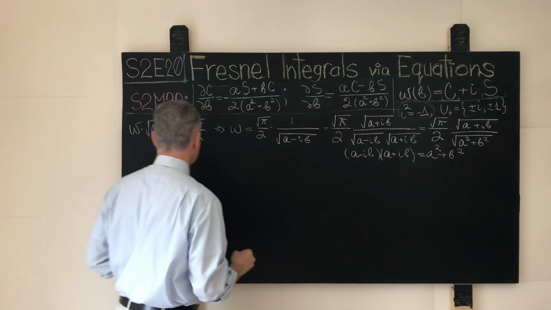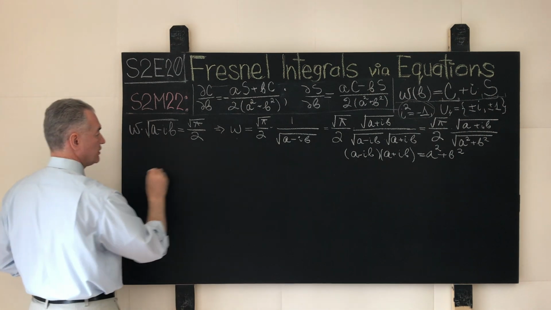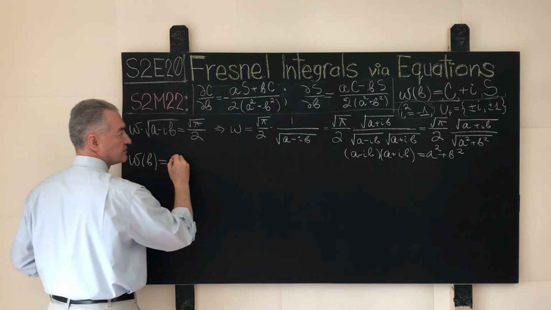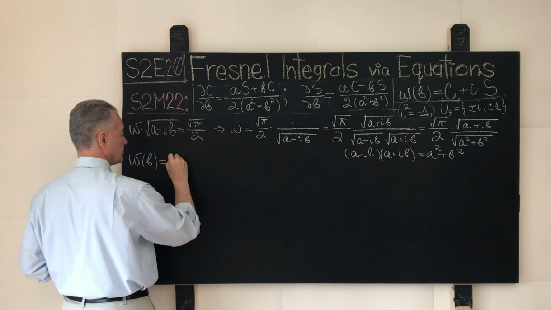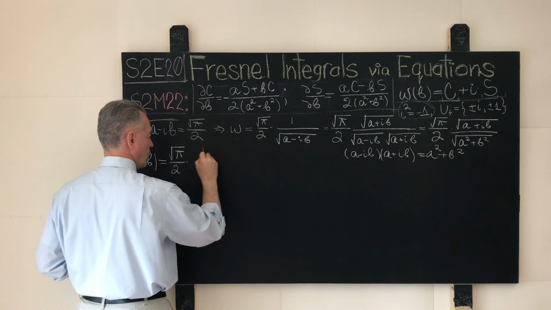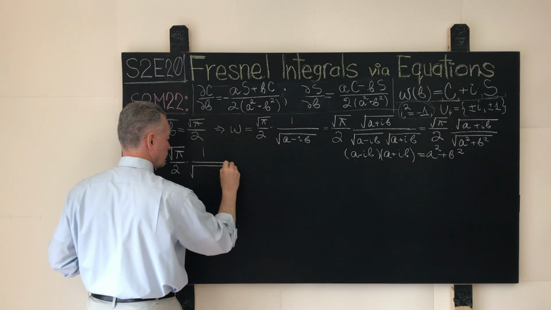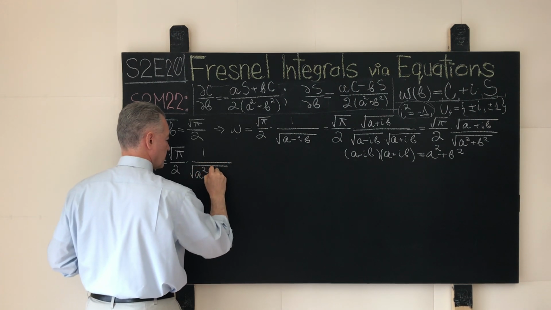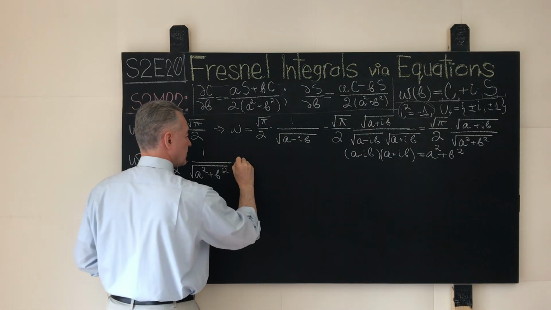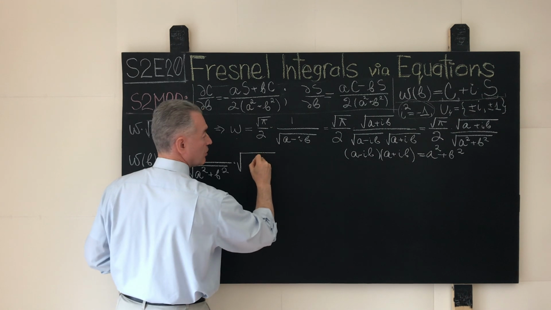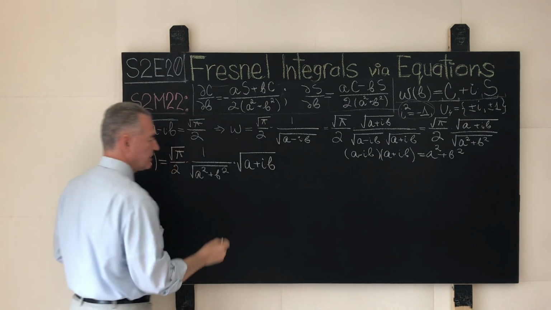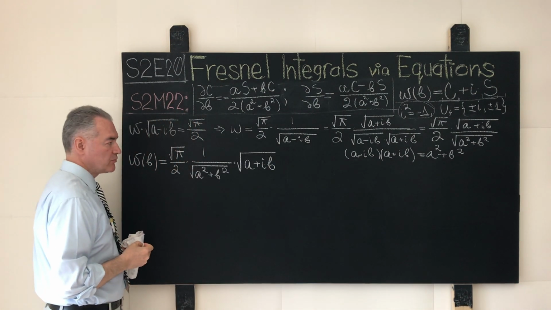And now let's write down the official result. From here we have for our function w of b a multiplicative constant, square root of pi over 2 times 1 over square root of a squared plus b squared, like so, times square root of a plus i times b. And again, this is a standard maneuver in complex analysis.